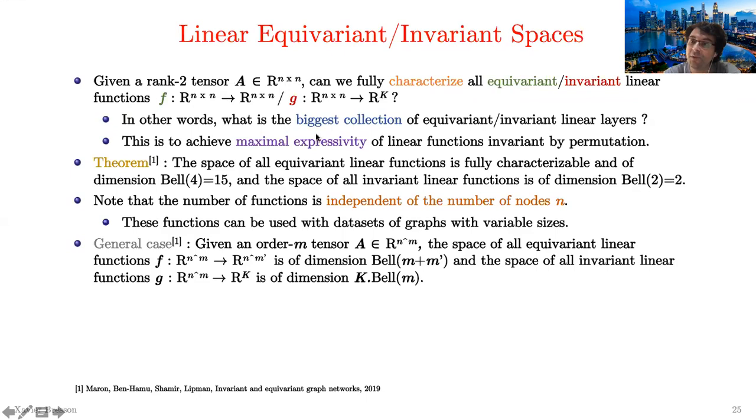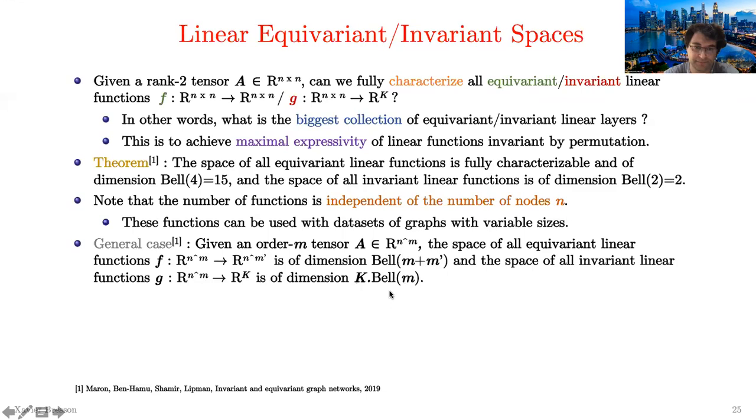Okay, so there is a theorem. Basically, they say that in the case of an n by n matrix, you have 15 possible equivariant functions and 2 possible invariant functions. The good news is that this number of possible equivariant and invariant functions is actually independent of the number of nodes n. It means that first of all, if n is really big, like billions of nodes like Facebook, then it's not going to be too much. And secondly, you can transfer between different graphs of different size n. They also study the general case for order m tensors, which gives the characterization of the number of equivariant functions and the number of invariant functions in the general case.